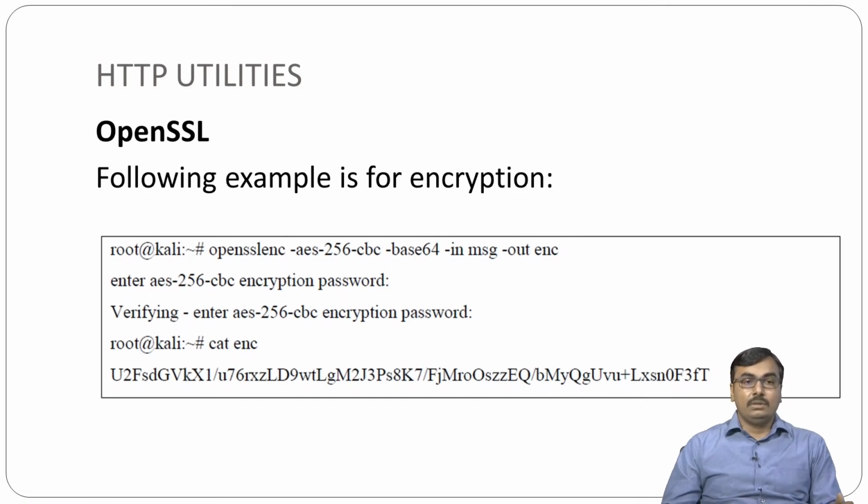Simply, the next one is cat ENC. So I have displayed this file. This is the output file of the OpenSSL command, and I am performing the cat command and displaying the ENC file. Now you can see it is not a plain text file, it is an encrypted file. So let us see how the receiver will receive it.